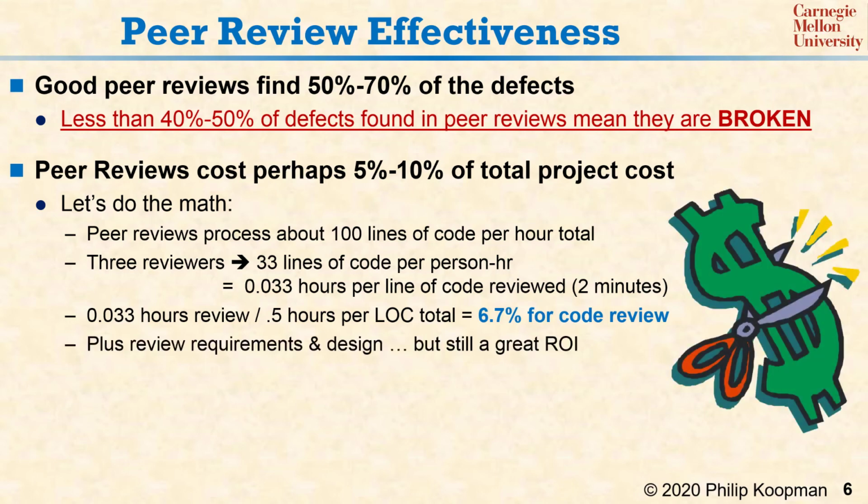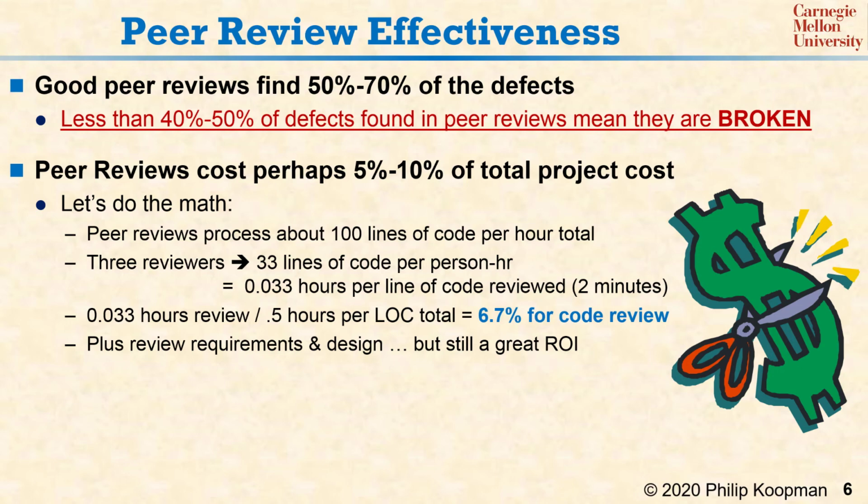Requirements and design should also be reviewed, so that might get you up to about 10% of total project cost. But again, the reviews are extremely effective at finding bugs, and each bug you find is less effort spent in dealing with bugs that crop up during testing.